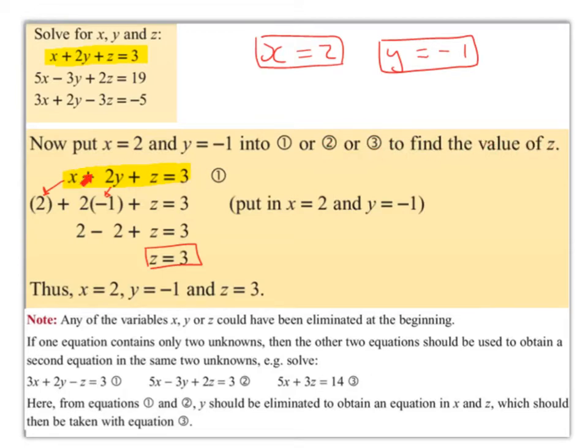So we've gone with equation 1. So we swap the x for a set of brackets and we put 2 into the brackets. We swap the y for a set of brackets and we put minus 1 into the brackets. And then we simplify. So 2 times minus 1 is minus 2. So we have 2 minus 2 plus z is equal to 3. And then solving for z, 3 minus 2 plus 2. So these will just cancel each other out. So we'll be left with 3. So z is equal to 3. Thus, x equals 2, y equals minus 1, and z is equal to 3.